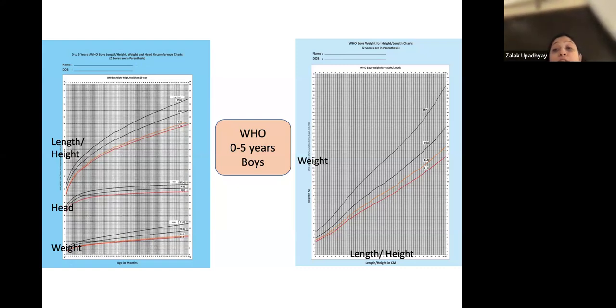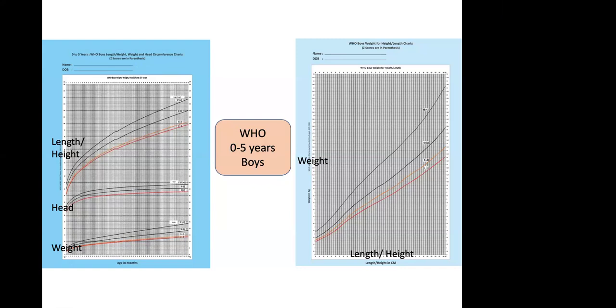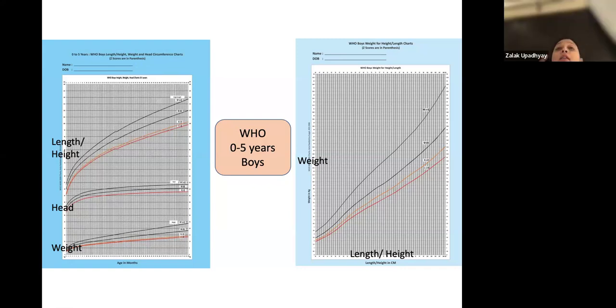Now, WHO growth charts were given in 2005. They are very old. They are called growth standard. And IAP growth charts were made in 2015, and they are called growth references. Now, what is growth standard and what is growth reference?